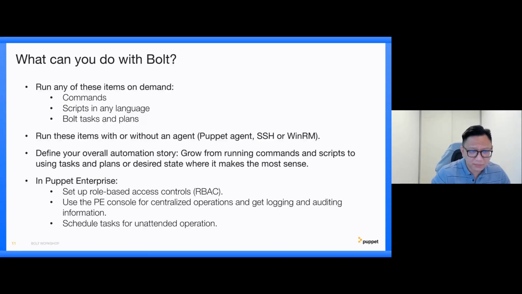So you can run Bolt with or without an agent. Without an agent, that will be primarily through SSH or WinRM. With an agent, it will go through a protocol called PCP, which is the Puppet Communication Protocol, right? So it will also allow you to define your overall automation story.